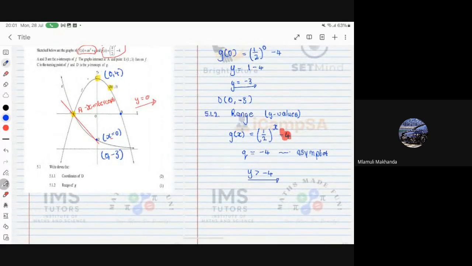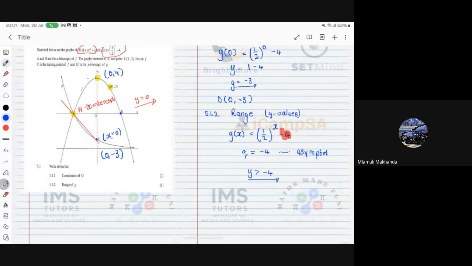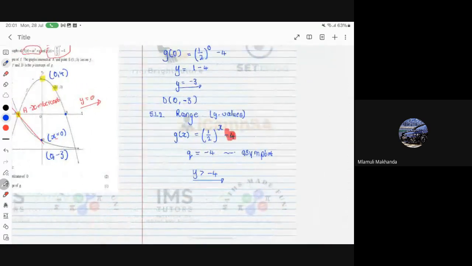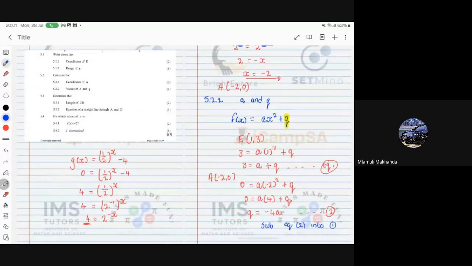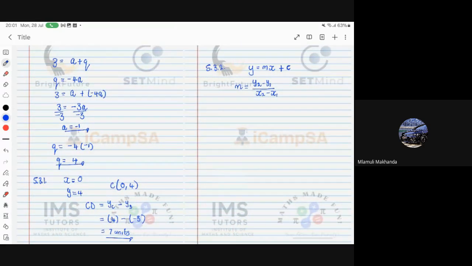D is 0 and -3, and for A, the coordinates of A are given. Or did we calculate them? I think we did. Coordinates of A is -2 and 0. So for D is 0 and -3, and for A is -2 and 0. Hopefully I got that correct. We can start with any of the coordinates here. We can start with D, we can start with A. It doesn't make a difference.